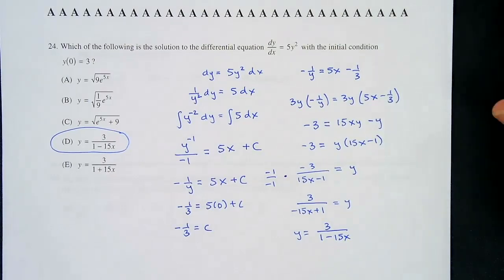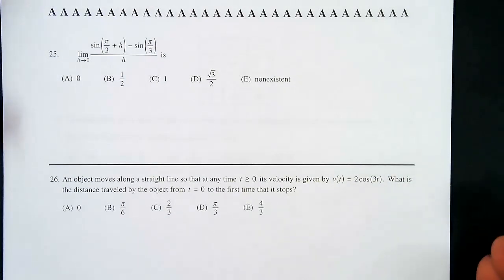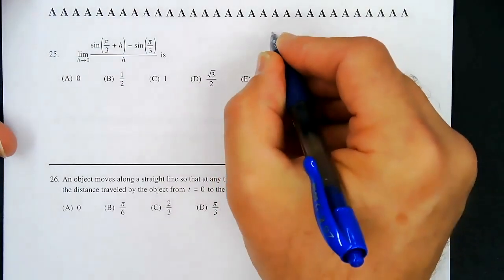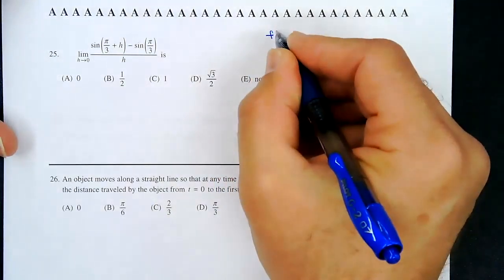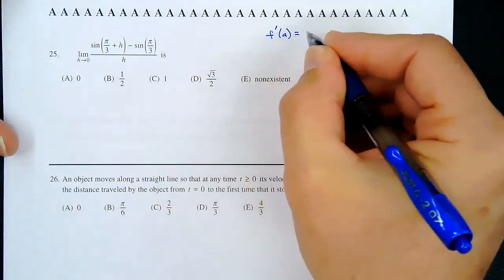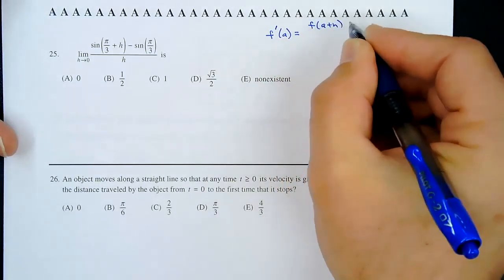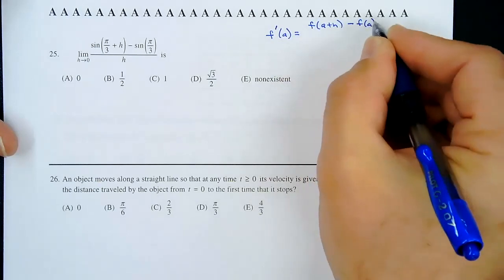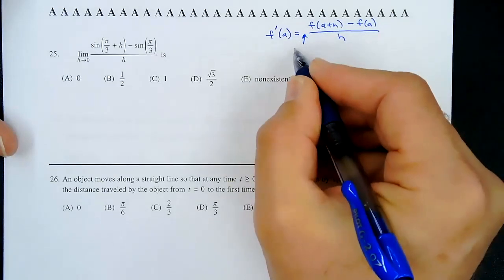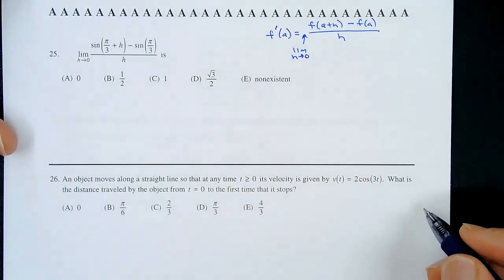All right, let's go to the next one. So this problem number 25, what you have to realize is that they're giving you the definition of derivative right here. So recall that the definition of derivative, the derivative at a point, is f prime of a is equal to f of a plus h minus f of a over h. And I forgot, sorry, this should be here, the limit as h approaches 0. We have to have that for it to be a derivative.